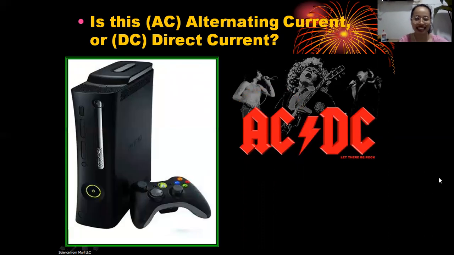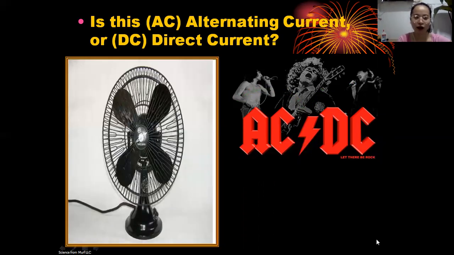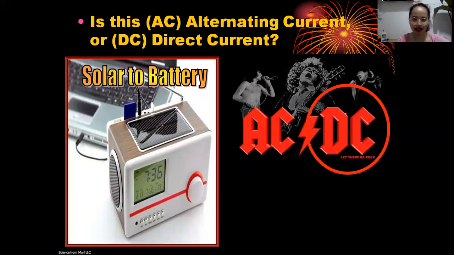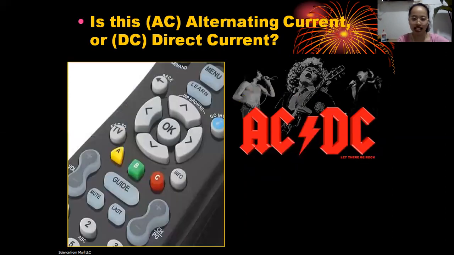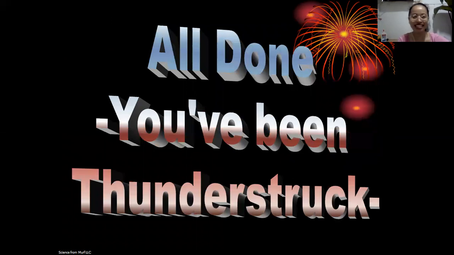AC. Oh, there's two. This controller is what we call DC, and this one is your AC. How about that one, your electric fan? Okay, it's AC. How about that one? DC. Last one, your remote control. DC. Very good. All done.